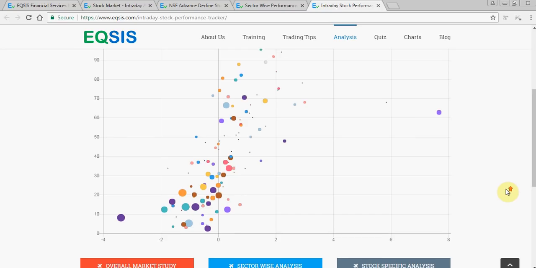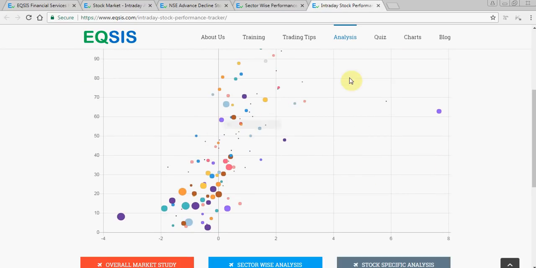Look at this. You see a lot of bubbles here. This is nothing but the stock name. Okay, this is Shree Siemens. This is nothing but Manapuram. This is nothing but Bharati Airtel. Why is the Bharati Airtel dot here? Because from zero, it did really well positively. So from yesterday's close, it did really well. So it is very positive.